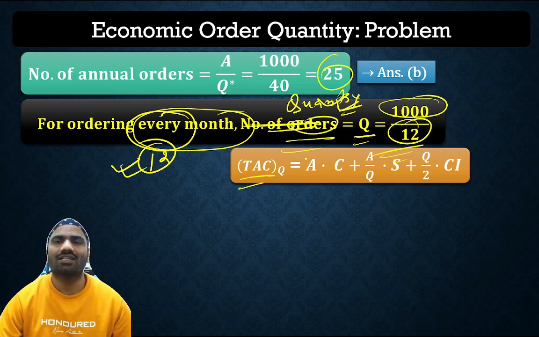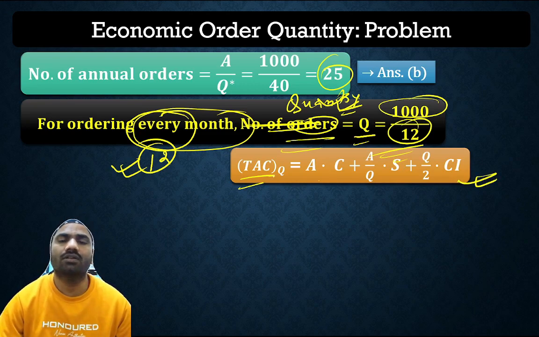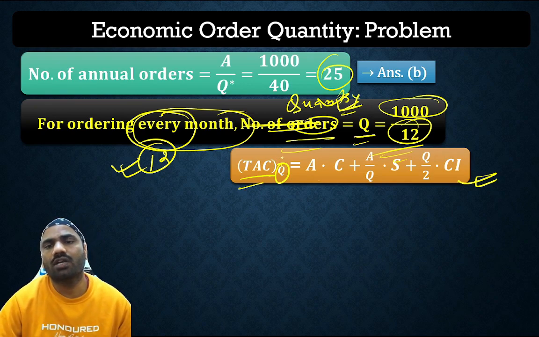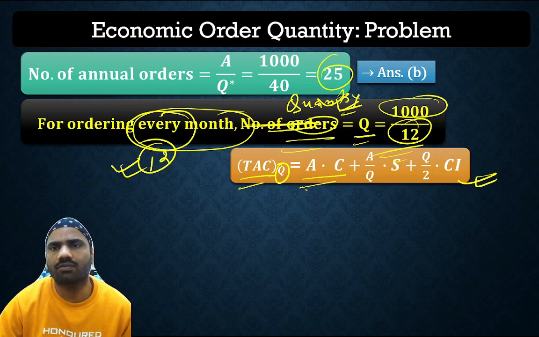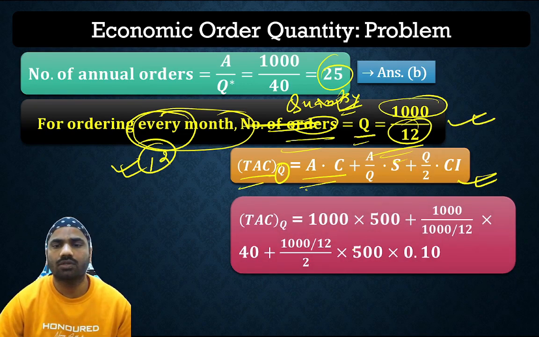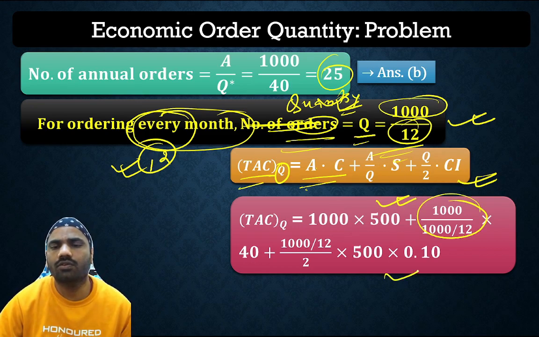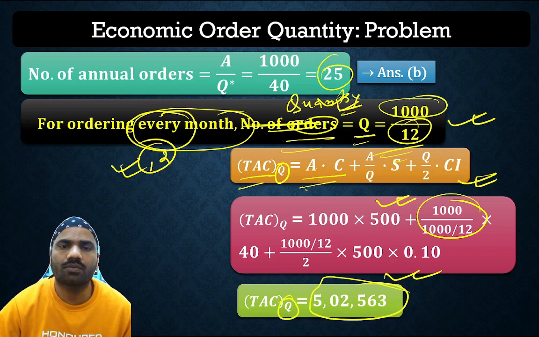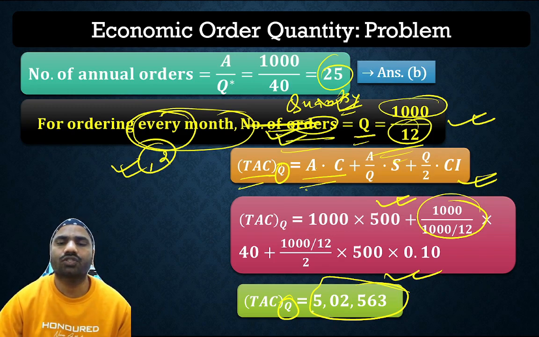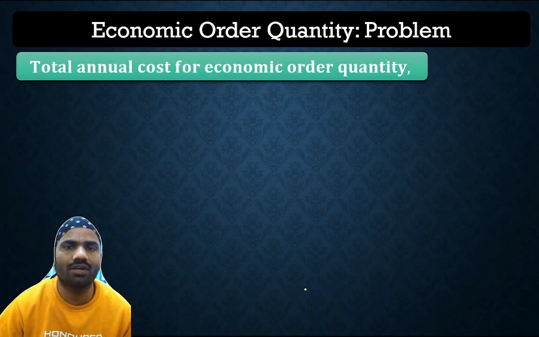So total annual cost at Q will be A into C, plus A by Q into S, plus Q by 2 into CI. We'll find the total annual cost at Q, and we'll also find the total annual cost at Q star. A and C we know. A is 1000, C is 500, and A by Q will be 1000 by 12. If we solve this, we will find that the total annual cost at this order quantity will be 5,02,563.